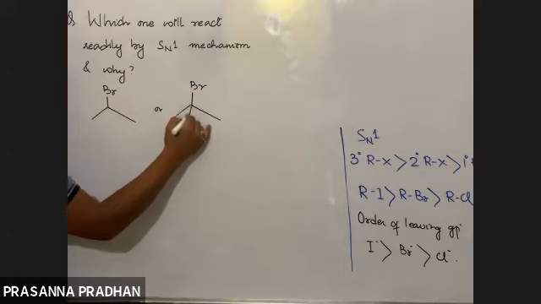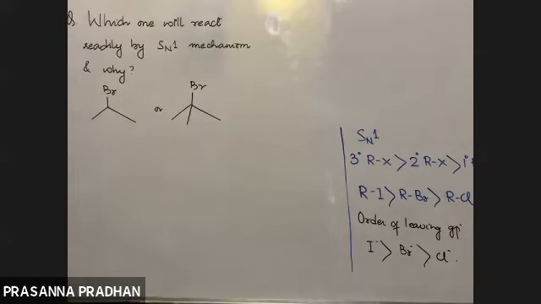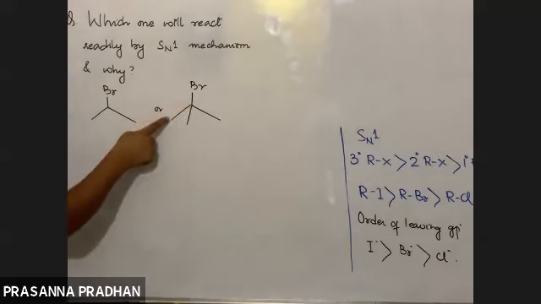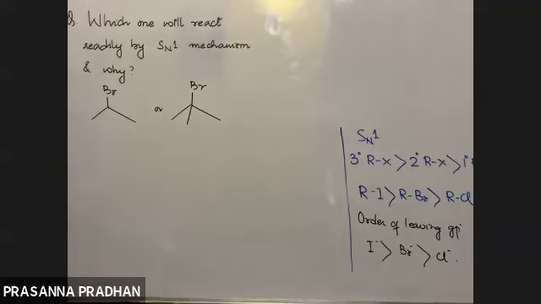What are these two compounds? These are bond line formulas. So this means CH3, CHBr, CH3. So these are 2-degree carbon, so these are 2-degree alkyl halides. This is CH3, CH3, CH3, CBr. This carbon is an example of 3-degree carbon. It's a 3-degree alkyl halide.